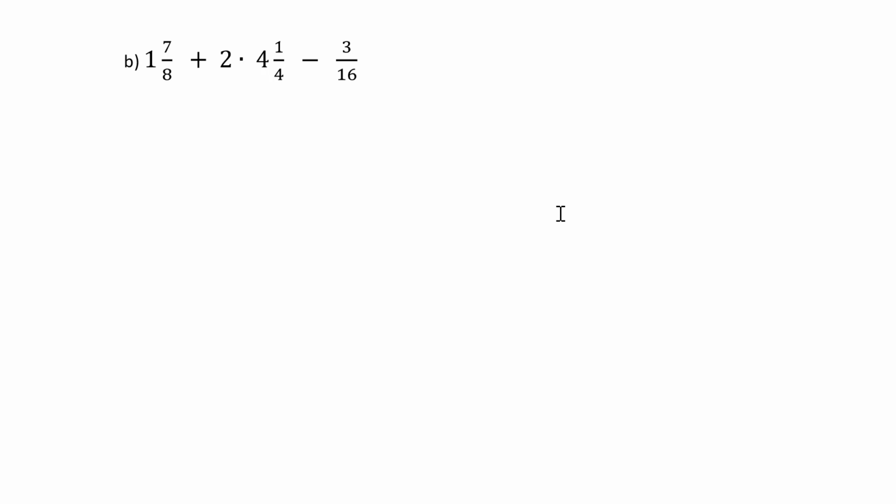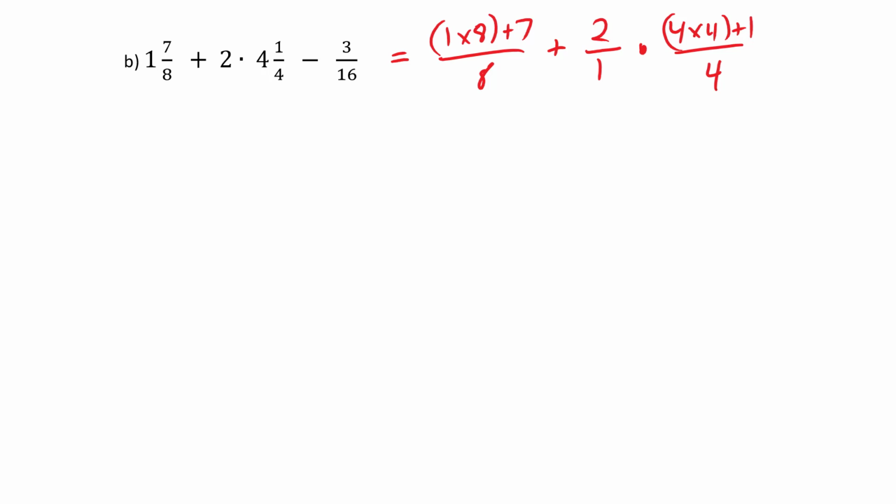As you can see, we have mixed numbers, we have whole numbers, we have a proper fraction. The first thing you want to do is convert all of your mixed numbers into improper fractions. 1 times 8 plus 7 over 8 plus, in this case, we'll turn the whole number into a fraction by putting it over 1. 4 times 4 plus 1 over 4 minus 3 over 16. Step 1 done. 8 times 1 is 8 plus 7 is 15. 16 plus 1.